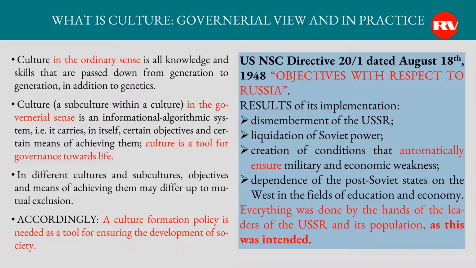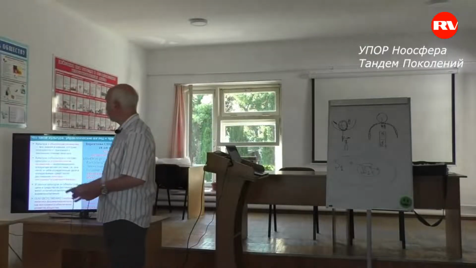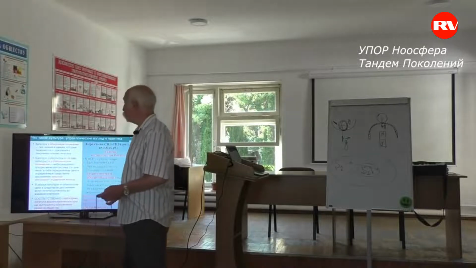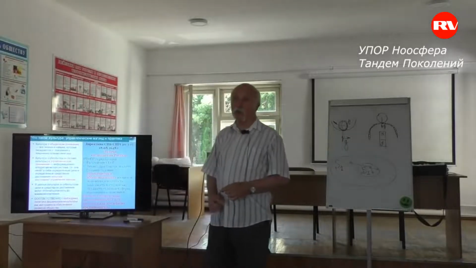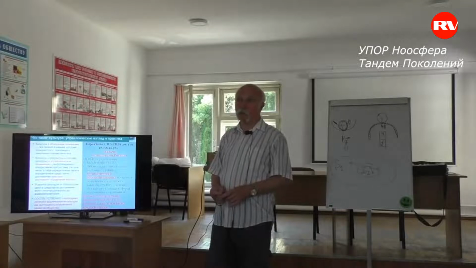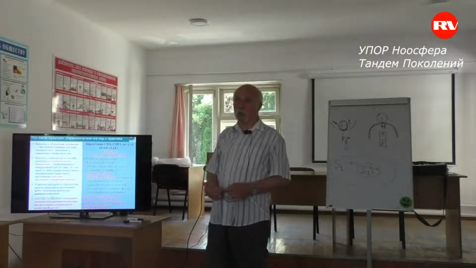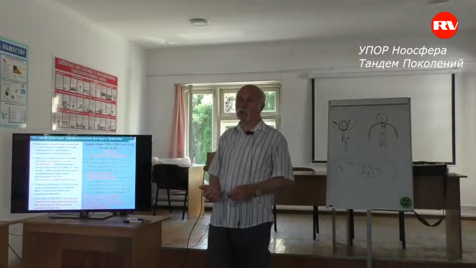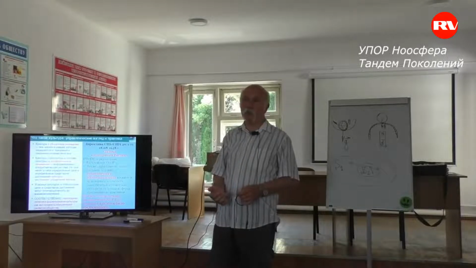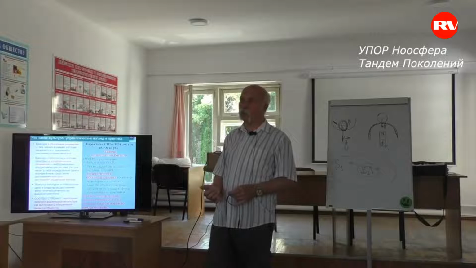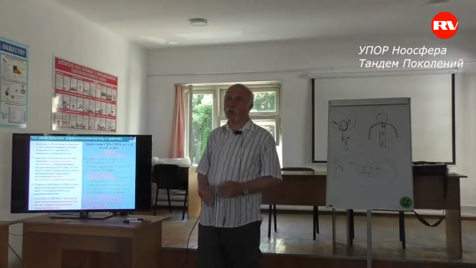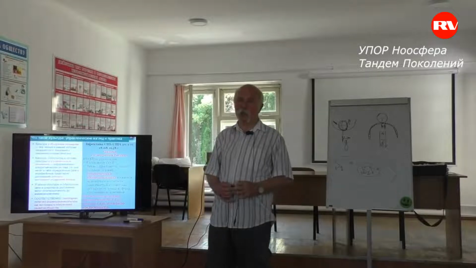And by virtue of the fact that culture is an informational algorithmic system, it is also an instrument for governance towards life. But if there is a cultural policy of the society, of the state, then the same informational algorithmic system appears as an object of governance. That is, that which we can modify on the basis of our objectives so that they become a reality.